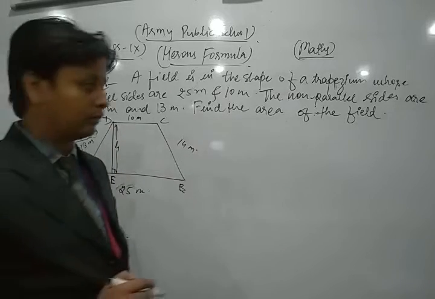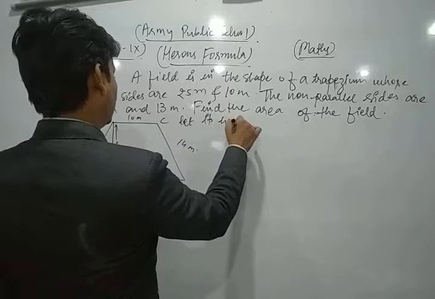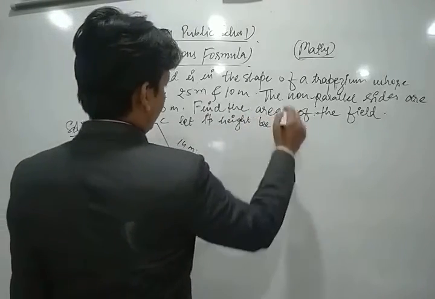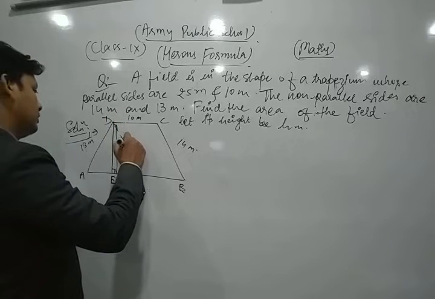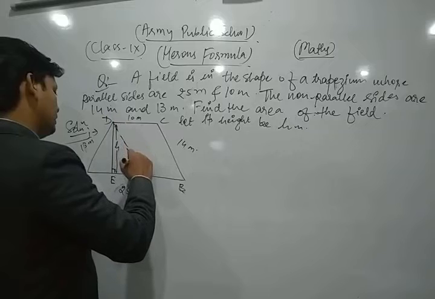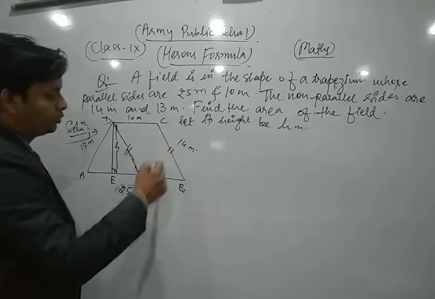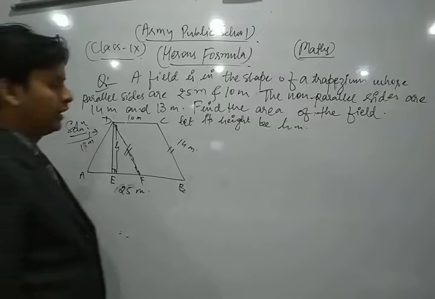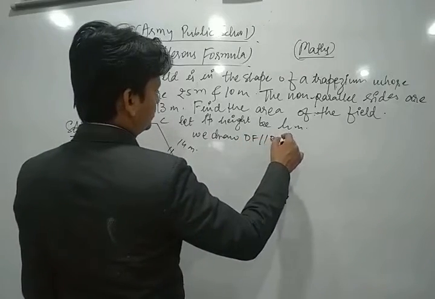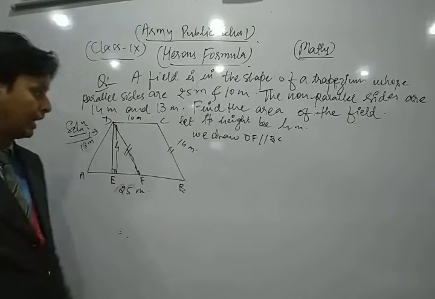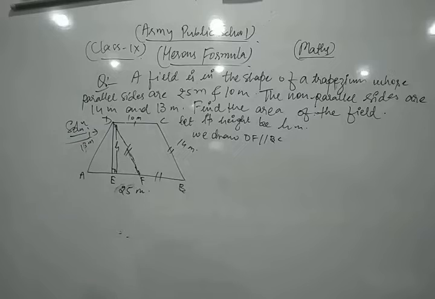Let its height be H meter respectively. Now we have to do some construction in this question, and first of all we draw DF parallel to BC by construction, and we already have CD parallel to BF.